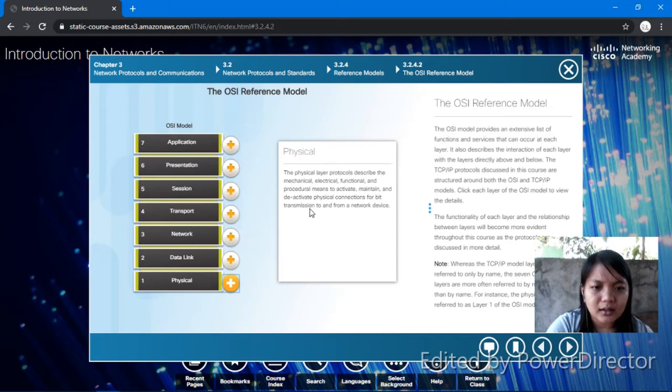And then the physical layer describes the mechanical, electrical, functional, and procedural means to activate, maintain, and deactivate physical connections for bit transmission to and from network devices. So the physical is for the physical parts, such as the physical connection, the electrical, the mechanical, the functional, and also the maintenance and the deactivation of the physical connections.